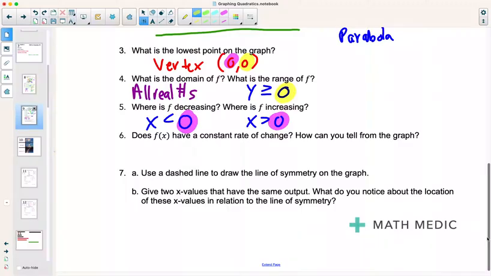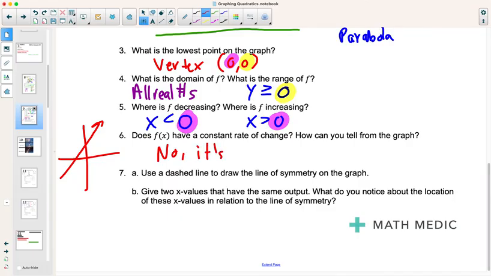Does f of x have a constant rate of change? No, it does not. No. Constant rate of change, by the way, is a line. Okay, like that's a line. We're not dealing with lines, we're dealing with parabolas. How can you tell? It's not a line. It's a curve.